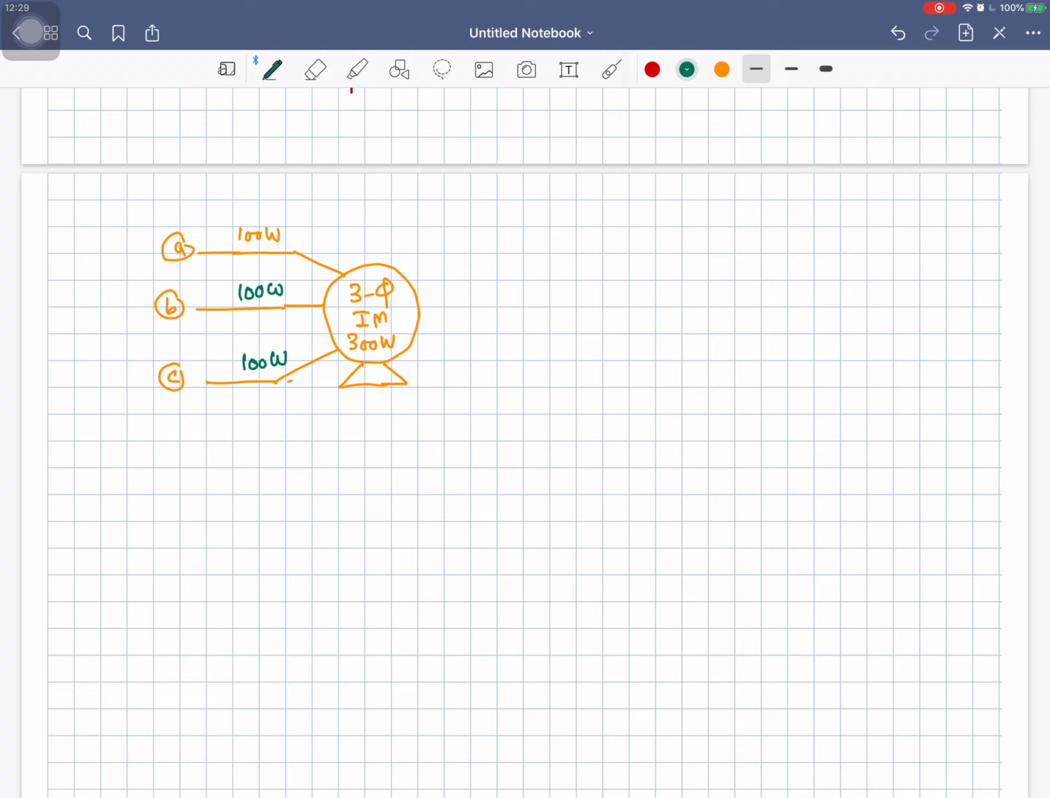Now when we have translated this ABC system into DQ, let's suppose we have two phases supplying the power to this three-phase induction motor, and the power of the motor is constant, that is 300 watt. So this is now the D phase, and this is now the Q phase. What should be the power provided by D? That should be 1.5 times the 100, meaning 150 watt should be provided by phase D and 150 watt should be provided by phase Q.